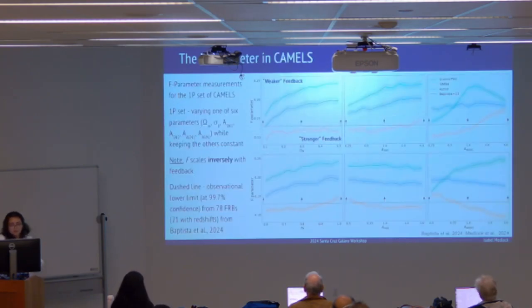So I measured F in the CAMELS 1P set. This plot shows what happens with the measurement of F when you vary the six different cosmological and astrophysical parameters in CAMELS. For instance, when you vary omega matter, F is usually high across all three simulations. It's also important to note that F scales inversely with feedback, so a higher F value, closer to 1, means weaker feedback, and a lower F value, closer to 0, means stronger feedback. We also compared against David Fusto's recent paper, where he took about 78 FRBs, 21 of which are localized, meaning they have host galaxies or redshifts assigned to them, and found a lower limit with confidence of 99.7%.